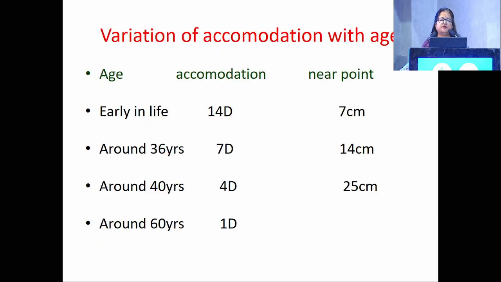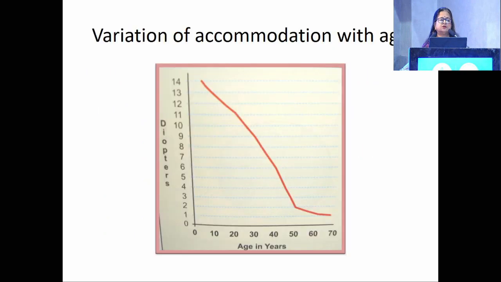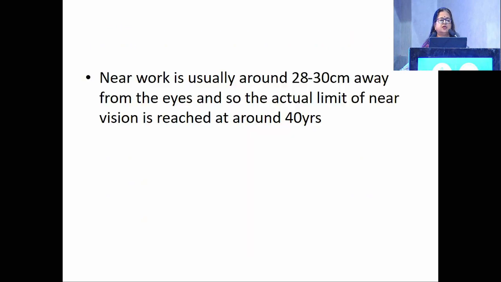The variation of accommodation with age occurs early in life. Accommodation is 14 diopters and the near point is 7 cm. Around 36 years, it is 7 diopters and the near point is 14 cm. Around 40 years, it is 4 diopters and the near point is 25 cm. Around 60 years, it comes to 1 diopter. So this is how the accommodation changes with age.